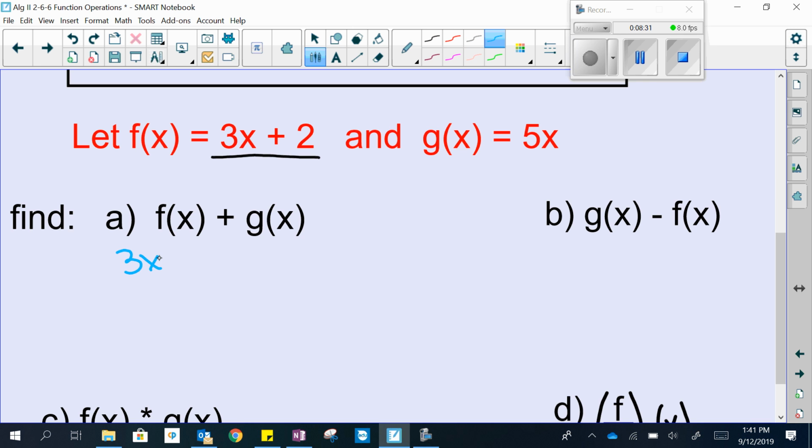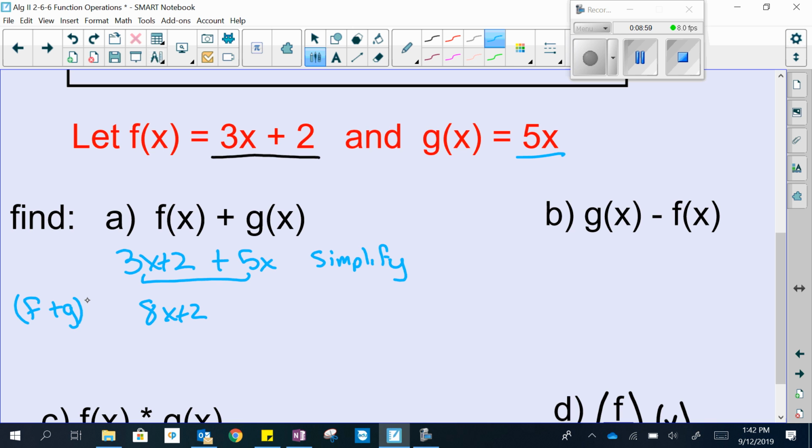All right, 3x plus 2. And we're going to add it to what g of x is. And g of x is what? 5x. Then we're going to simplify that as much as possible, right? What can I do to simplify this? Combine the 5x and the 3x. What is that? 8x plus 2. So f plus g of x equals 8x plus 2.